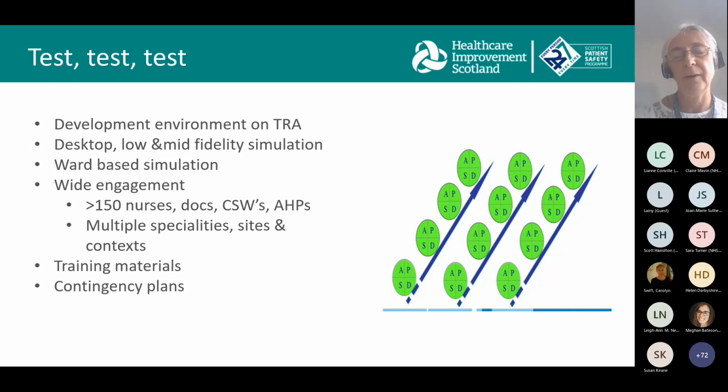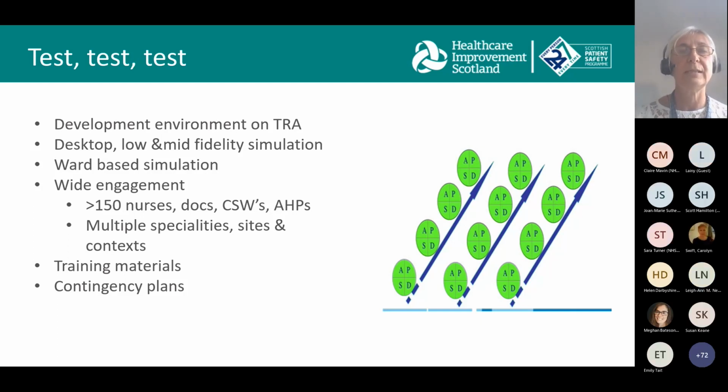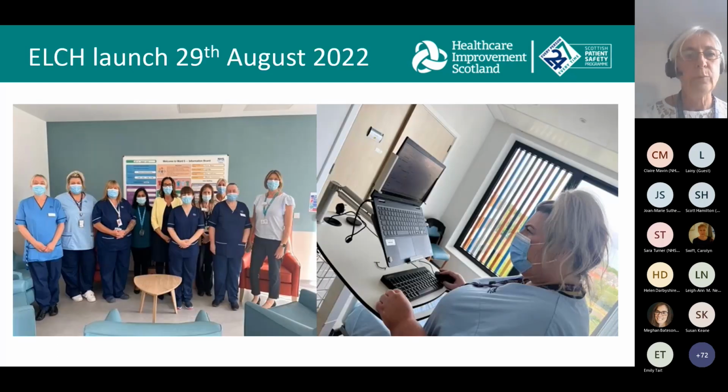And we have in the same way tested our training materials and our contingency plans for what happens if patients are transferred between areas which have and don't have the electronic record, and what happens if our electronic patient record were to go down. So we have used simulation at every level to test what we have developed. Next slide, please. So we launched our eObs system in one of our community hospitals last week in one ward.